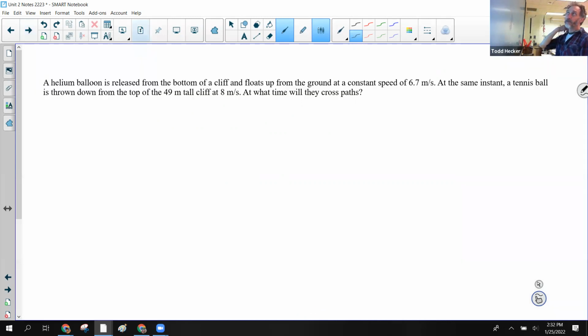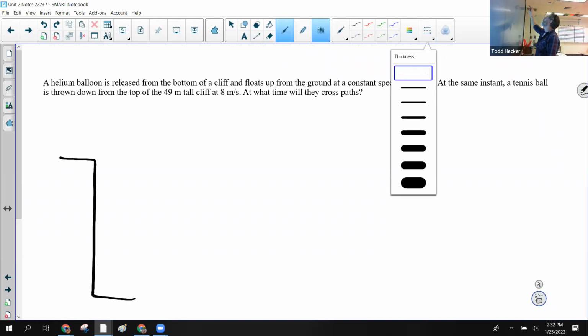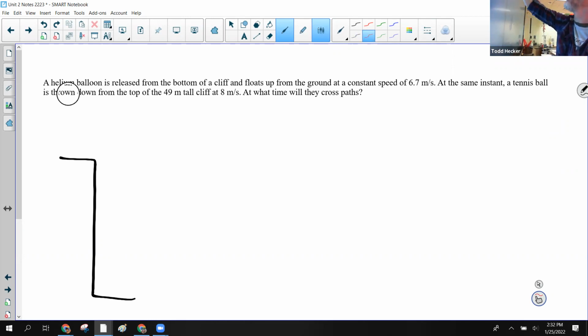Here we've got this helium balloon. It's released from the bottom of a cliff and it's going to float up from the ground at a constant speed of 6.7 meters a second. At the same instant, a tennis ball is thrown down from the top of the 49-meter cliff at 8 meters a second. The question wants us to say at what time they cross paths. So let's get a drawing of this. Here's our cliff, and we've got two objects in motion. Why don't we do the balloon using red.